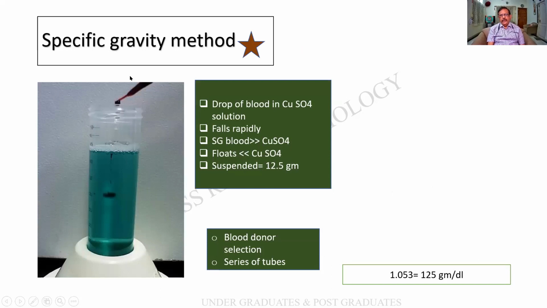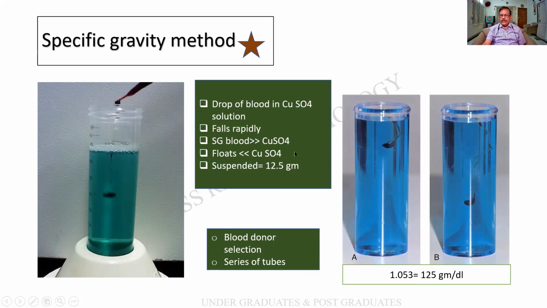Specific gravity method. When I go around for the viva, I ask the students, and obviously they have done something and they get the marks for it. But the student who answers the other methods gets the point. So it is a copper sulfate solution in which a drop of the patient's blood is suspended. If it is right in the middle, it will match around 12.5 grams, which is supposed to be the normal value. So a series of such copper sulfate solutions are kept and the patient's blood is dropped into it. It is used for donor selection, particularly in a blood bank or sometimes in a camp.